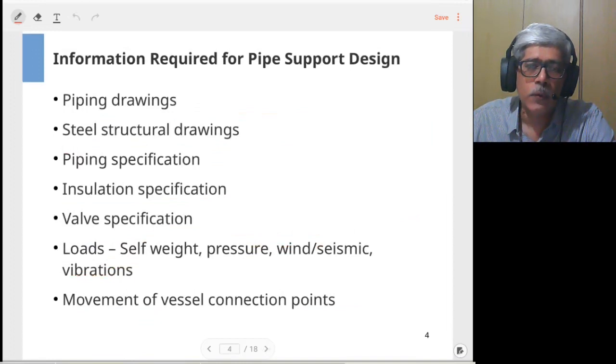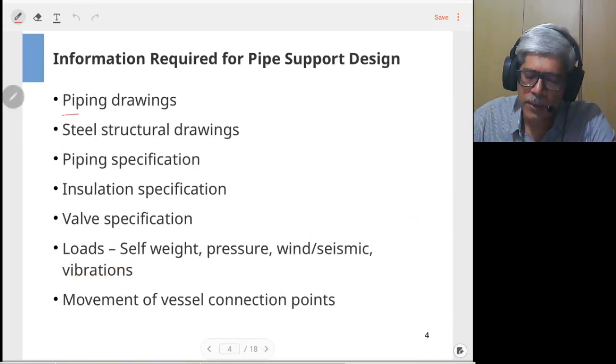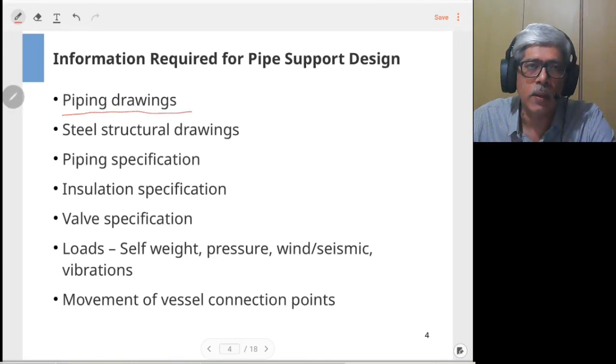First of all, in order to start designing the supports, one would require at least a conceptual piping drawing, or at least the location of the equipment and the layout of the piping needs to be known. This may undergo revision over the life of the design on the drawing board, but you need to have an approximate layout to begin your piping support calculations.